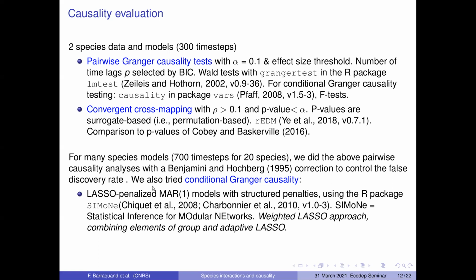And we also tried conditional Granger causality. For this, you have to fit a full-scale multivariate autoregressive model. And for this, we used a technique developed by Camille Charbonnier, Julien Chiquet, and co-authors, which is called SIMoNe, for Statistical Inference for Modular Networks. And it's a weighted lasso approach. So it combines elements of group lasso, in which you set blocks of parameters to 0 simultaneously, and adaptive lasso, in which there are weights in front of the penalties for the lasso.